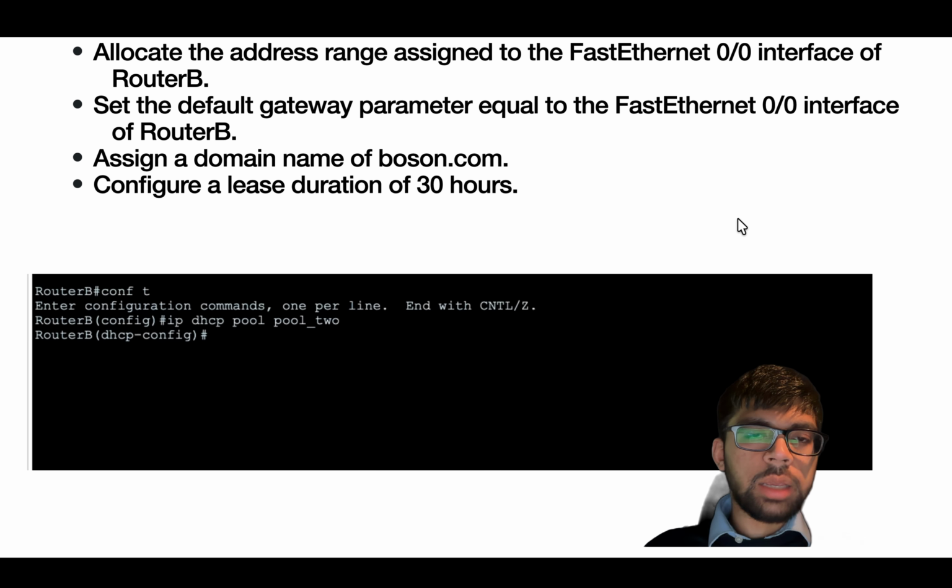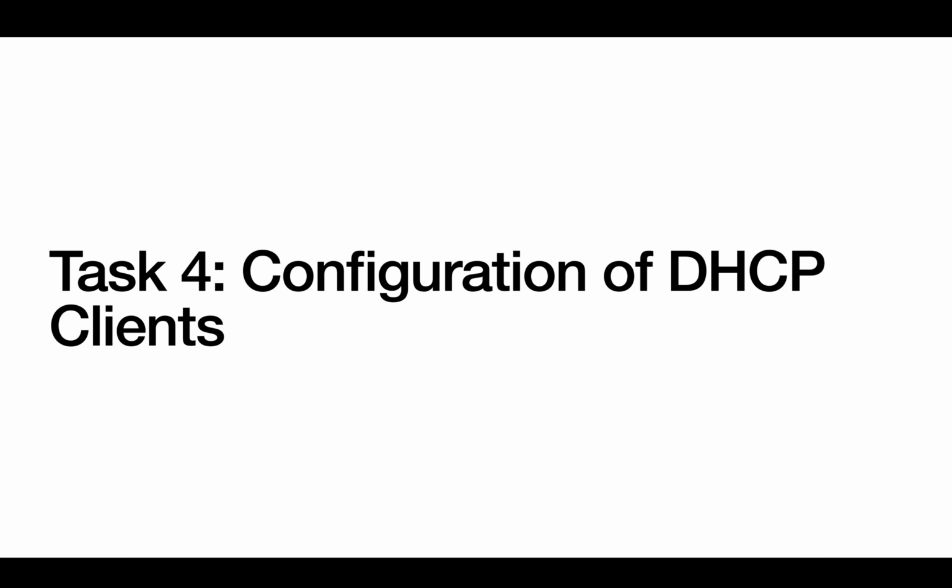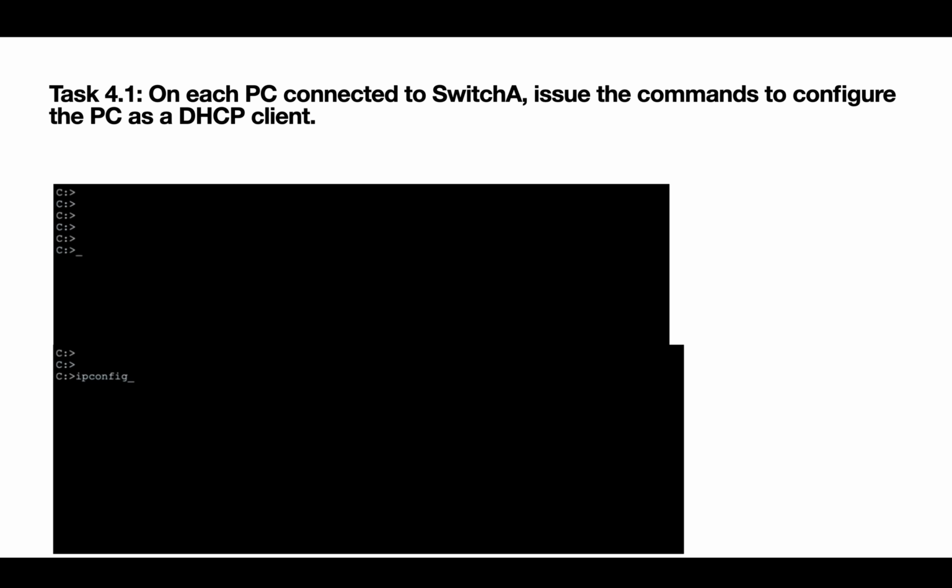Assign domain name, configure lease duration. Sorry, that's a duplicate slide there. Let's now configure the DHCP clients, right? On each PC connected to switch A, issue the commands to configure the PC as a DHCP client.